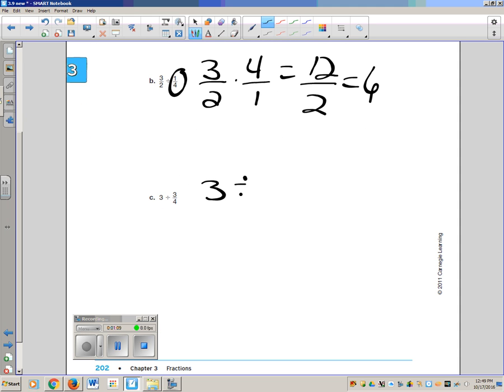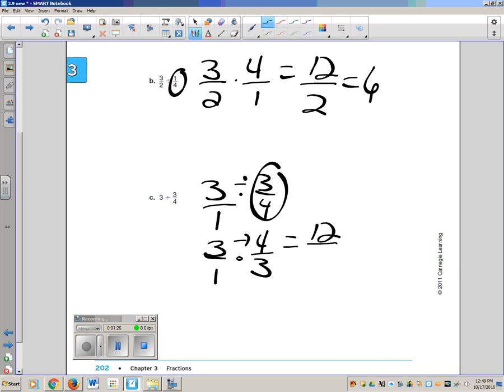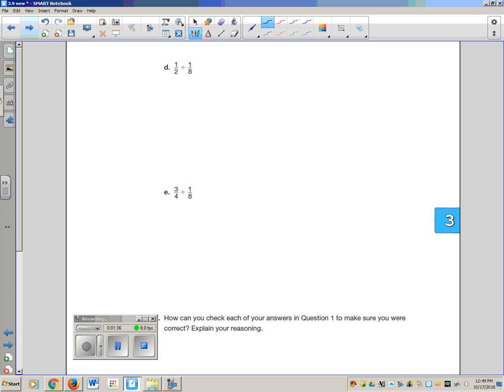3 divided by 3/4. Remember, the denominator for every whole number is 1. 3 over 1 times the reciprocal of 3/4, which is 4/3. 3 times 4 is 12. 1 times 3 is 3. 12 divided by 3 is 4. That's all you got to do when you divide fractions. A lot easier than adding and subtracting.